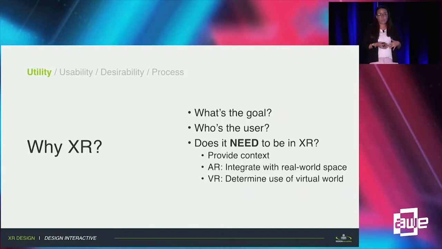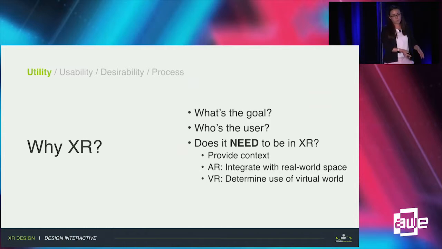So when we look at whether this project or system needs to be living in XR, we need to understand what the context is. If we're working in AR, that means we need to realize that we're integrating a whole new system into our real-world space, and it has to make sense. It has to work with our real-world space. For VR, there needs to be a reason why we're taking somebody and putting them into a whole different world, because they're not in this real world anymore, and there needs to be a reason for that.